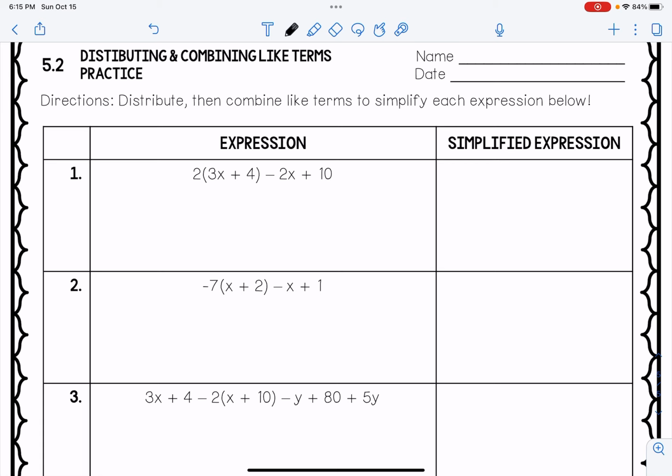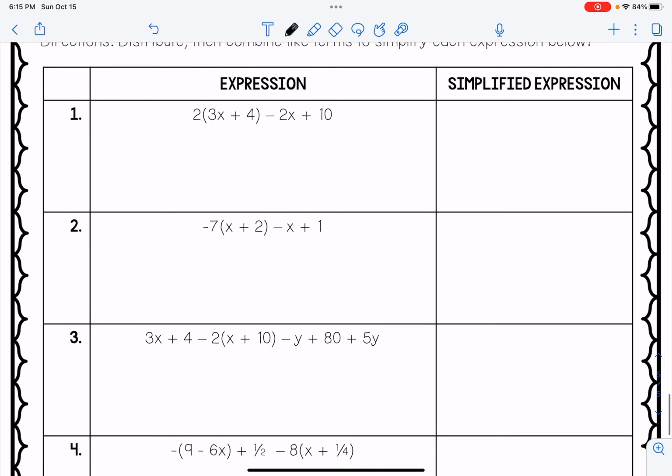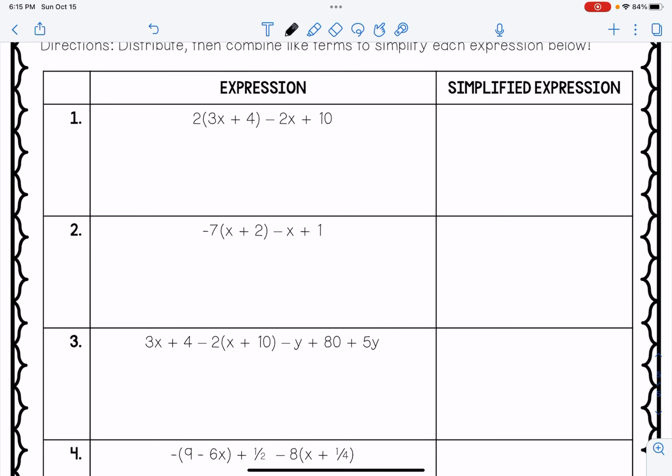All right, so here we're going to get going. Keep in mind we have to distribute everything we can and then find all of our like terms and combine them. So for number 1, we've got a parentheses with something multiplied outside, so we have to distribute that in. We're going to have 2 times 3x plus, not forgetting to take that into the second term, 2 times 4. And then we've got our minus 2x and our plus 10. We don't do anything to those yet because they were just outside of the parentheses.